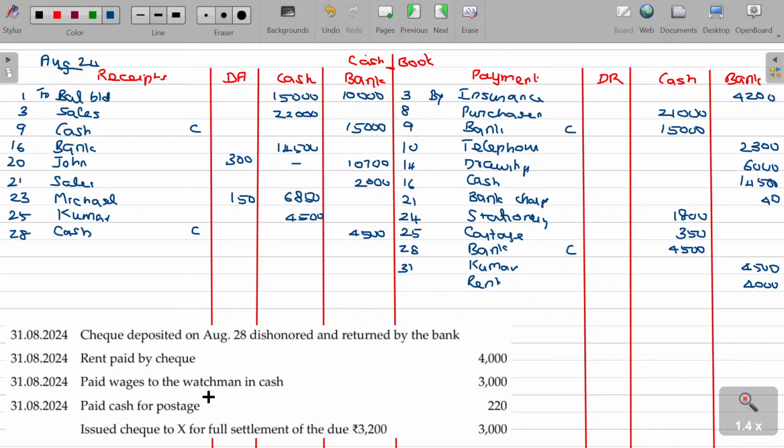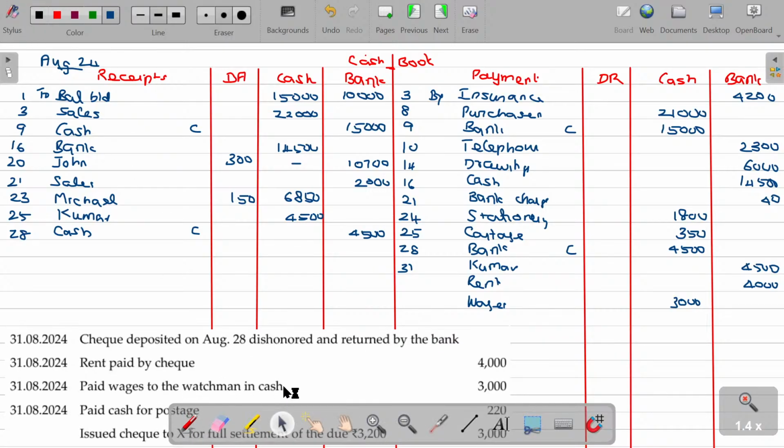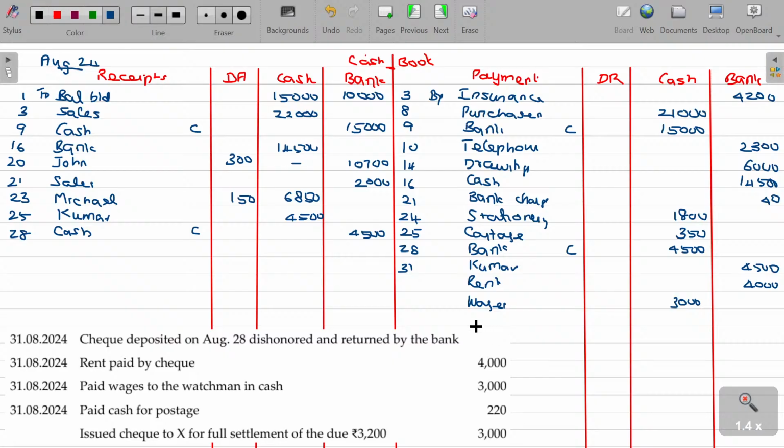And paid wages to the watchman in cash on the same date. Salary is paid. Wages paid. Okay. Wages paid to watchman. That too in cash. So it should affect the cash column. And paid cash for postages. There's a payment for postages. Okay. So on the same date, postage payment. This balance being 220.